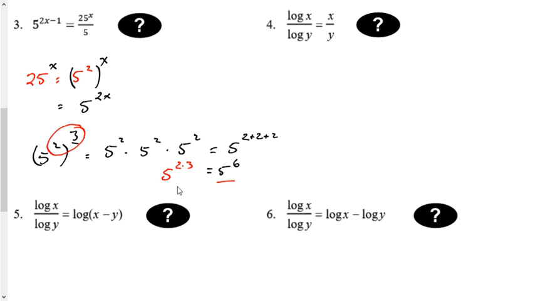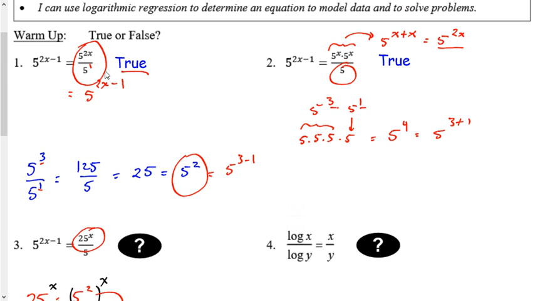So what we showed up here is that this numerator is the same as 5 to the exponent 2x, which means, again, my right-hand side is equivalent to question number 1, and this is a true statement.